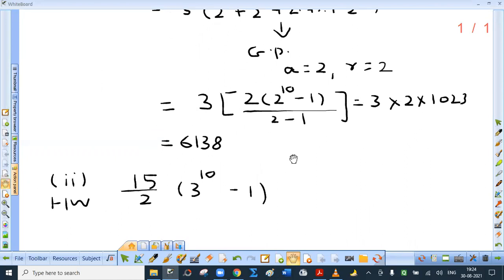Second is for homework. Now you will ask me, are we supposed to find 3 raised to 10? No, you need not. Write the answer in this form.